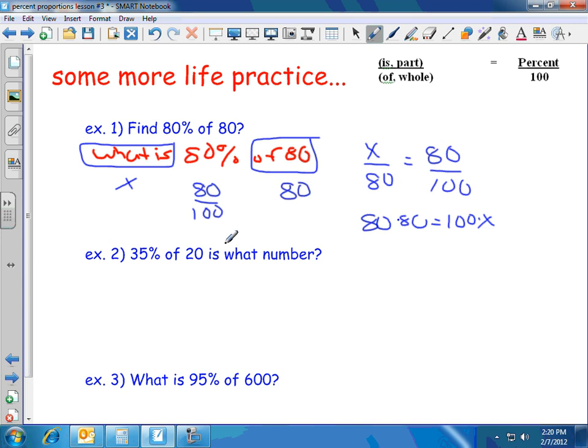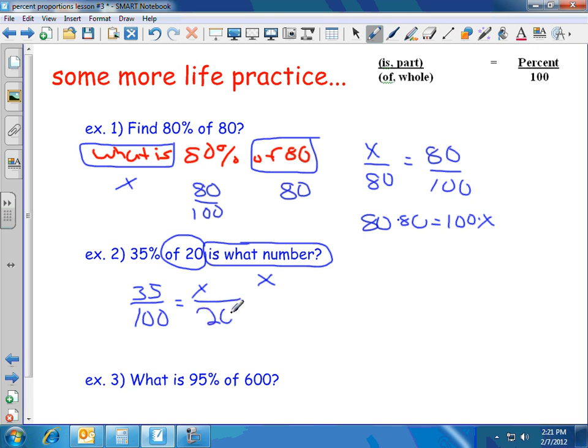So again, I'm going to circle what I know. So here I say is what number, and it's going to be represented by x. And here we also have of 20, and you're given the percentage 35%. So that's going to be 35 over 100 has to equal is, which is our x value, because what number is what we don't know, of 20. So our 20 is going to be our whole. All right, so x over 20 equals 35 over 100.